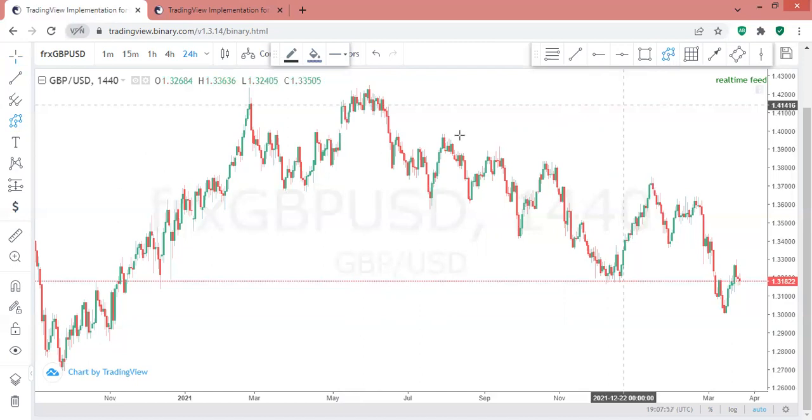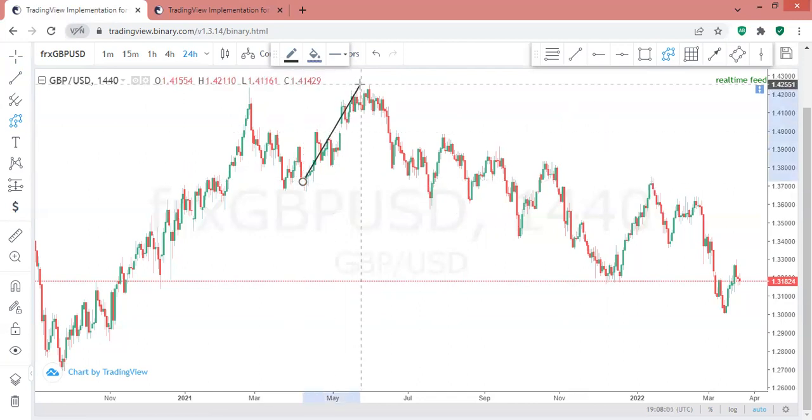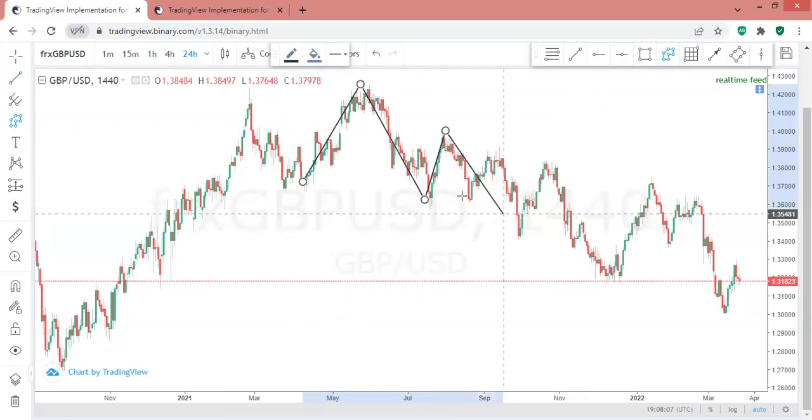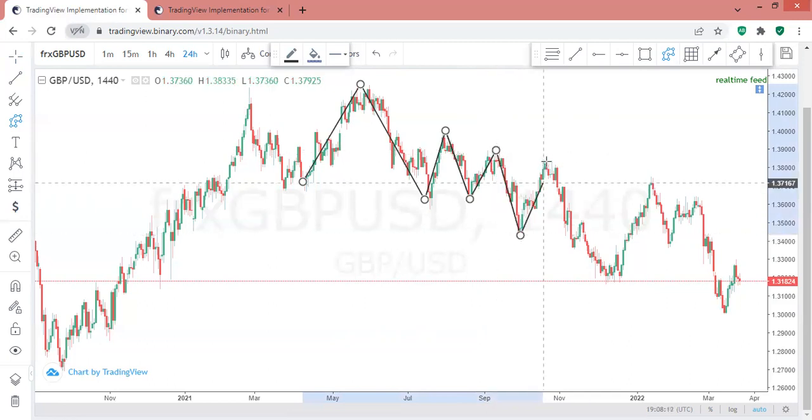So if you have established that the market is trending down, creating lower lows, lower highs, lower lows, lower highs, lower lows, lower highs, lower highs, lower lows.